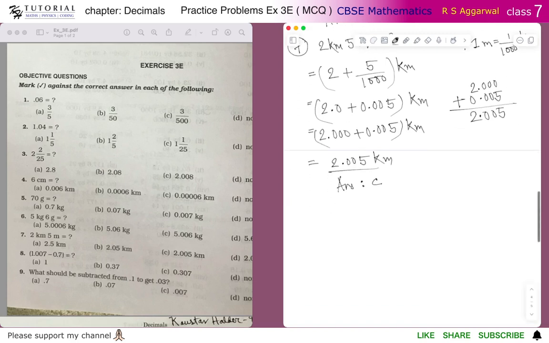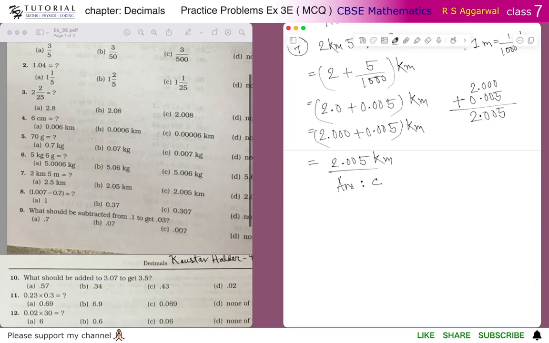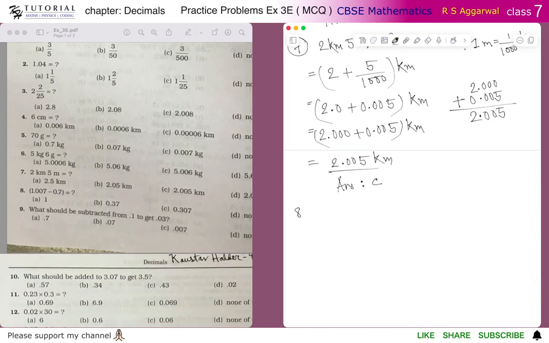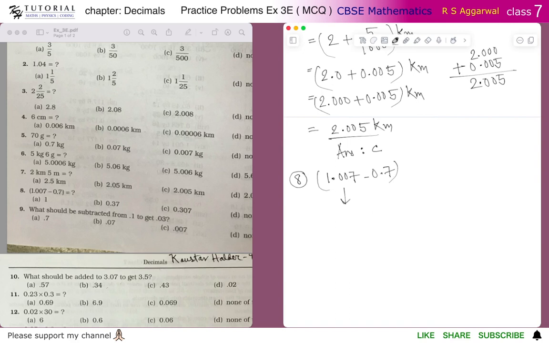Okay. Let's do problem number 8. It is asking to find 1.007 minus 0.7. So this is the difference, a subtraction of two decimal numbers. How do we do it? First we have to convert them to like decimals. So this becomes 1.007 minus 0.700.